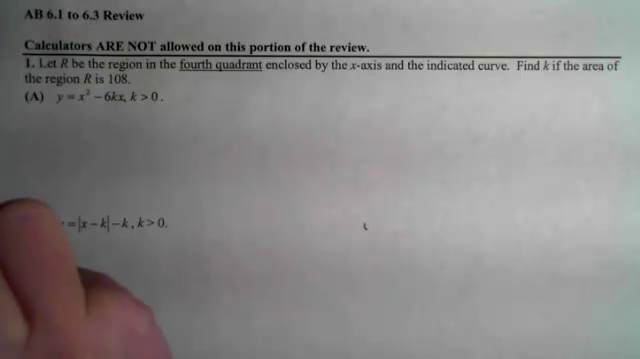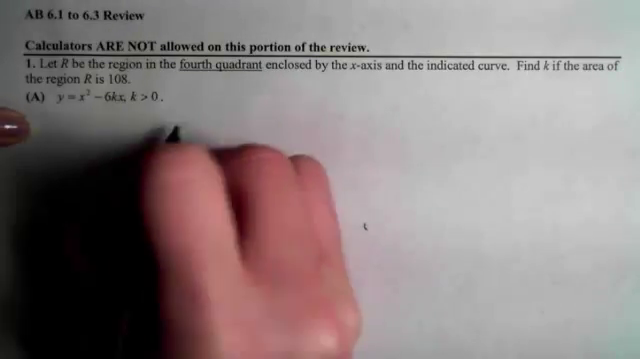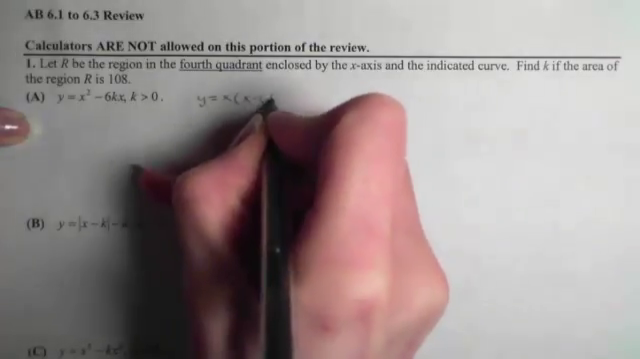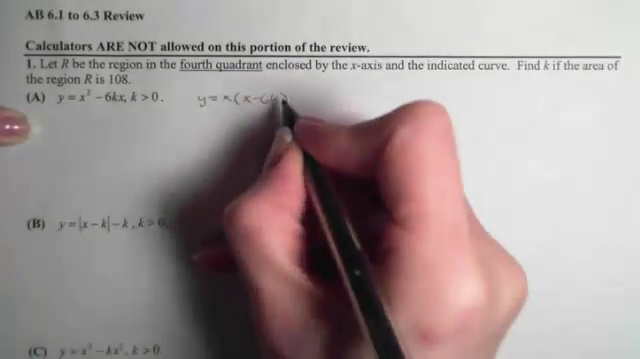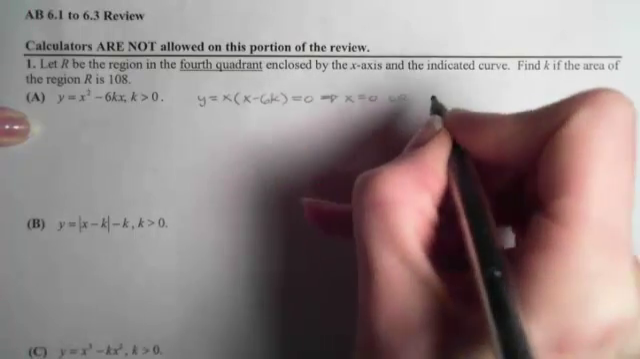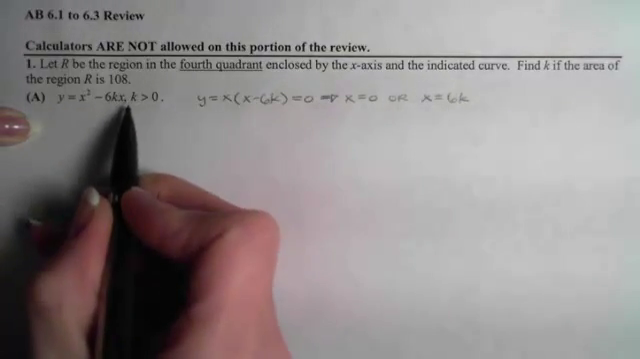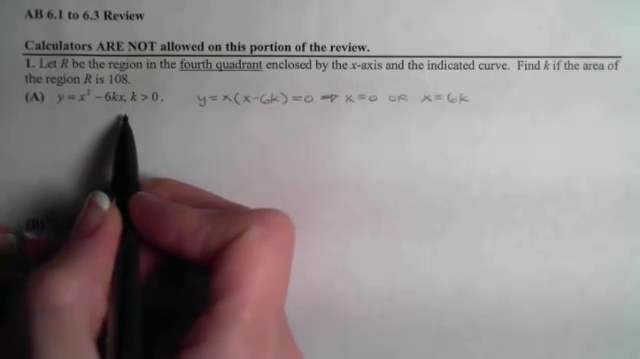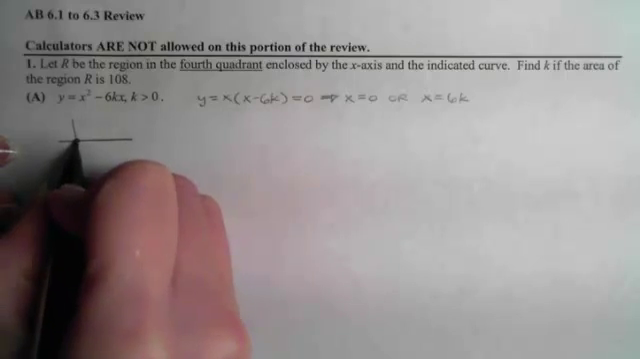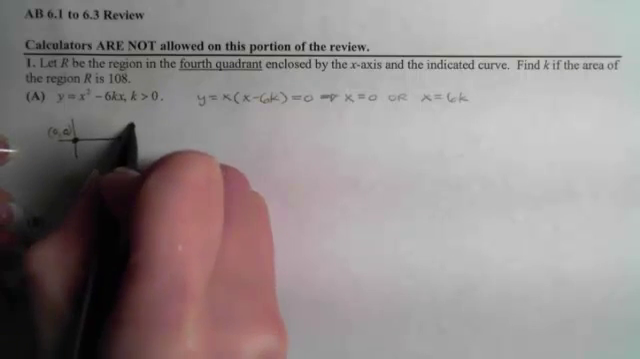So if we can figure out what the x-intercepts are, we'll have a better chance of graphing it. If you remember from your Algebra 2, we can find x-intercepts by factoring. If I pull an x out, then I can set that equal to 0 and see that x will either be 0 or x will be 6k. Now we don't know what 6k is, but we do know that k is positive. So if we multiply by 6, it's going to be larger than 0. So on our picture, we have an x-intercept at 0, and we have another one at 6k.